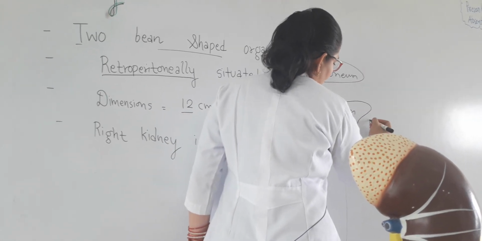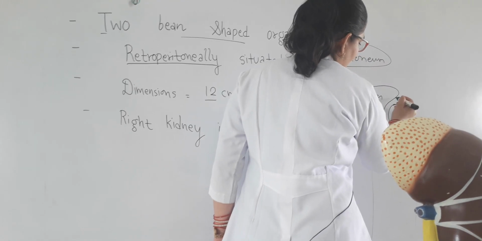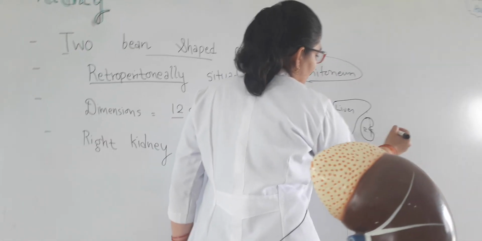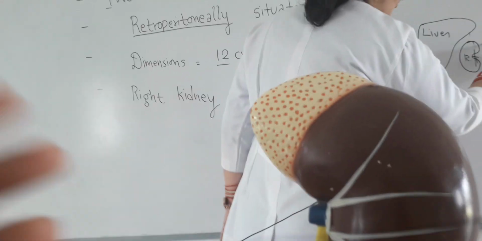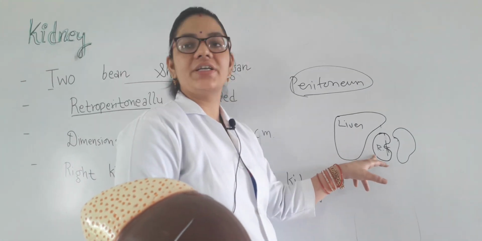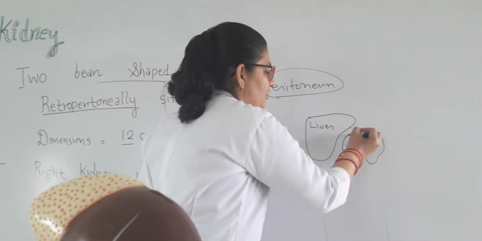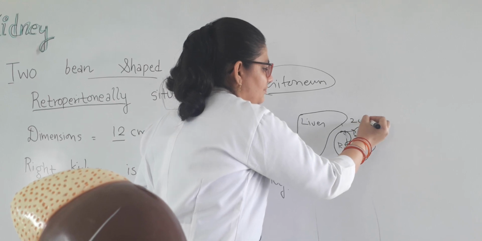Now, this kidney, which is a bean shaped kidney, is on the right side and there is a left side kidney. Just because the liver is situated above the right kidney, that's why the right kidney is lower than the left, and the difference between the two is around 2 centimeter.